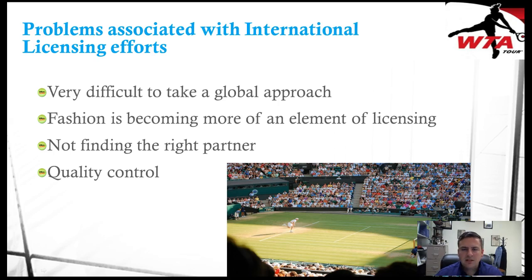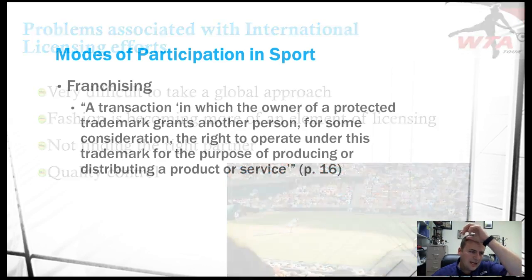Fashion is a big part of licensing, especially with manufactured goods such as shirts, t-shirts, hats, jerseys, those types of things. And many times it's hard to find the right licensing partner, which then leads to some quality control issues. So those are all issues for licensing.